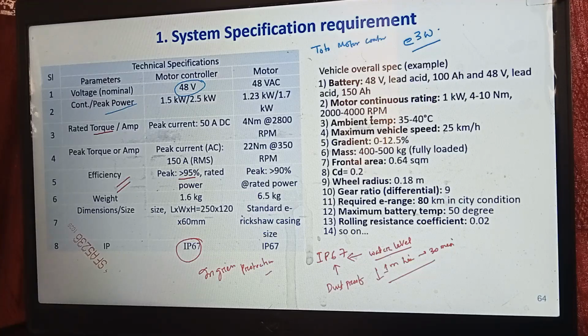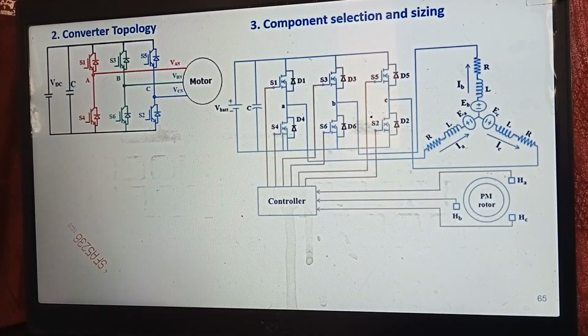So there will be some electrical requirements, and there will be some environmental requirements. All those things you need to write down from your requirement specification. That will help you to design your system as per requirement. So the first step is to understand your system specification. The second step is you have to find out the converter topology, the power electronic converter you have to select.